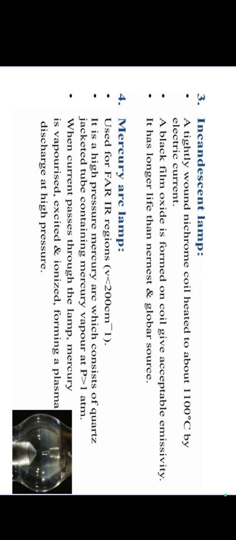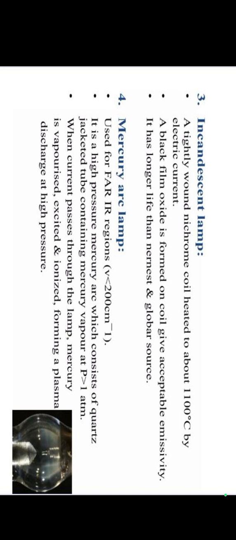Third source of IR radiation is the incandescent lamp, a tightly wound nichrome coil heated to about 1100 degrees Celsius by electric current. A black oxide film is formed on the coil to give acceptable emissivity. It has a longer life than the Nernst and Globar sources.